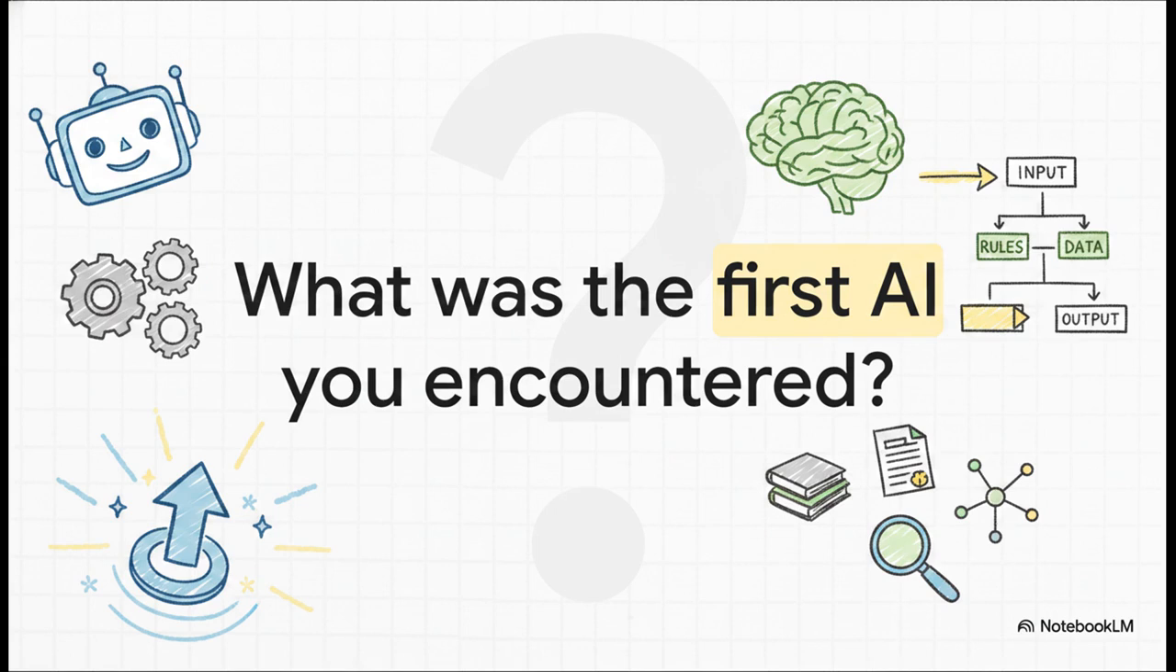I want to wrap up today's explainer by throwing this over to you to think about. What was the very first AI system you remember encountering in your own life? And based on the mental model we just built today, was it actually learning from data, or was it just faithfully following explicitly written rules?